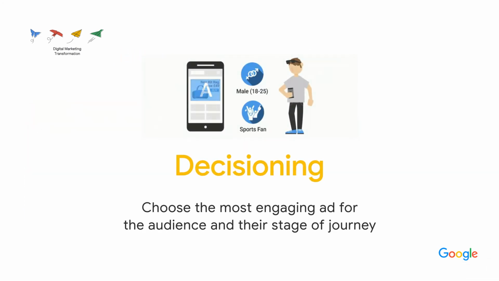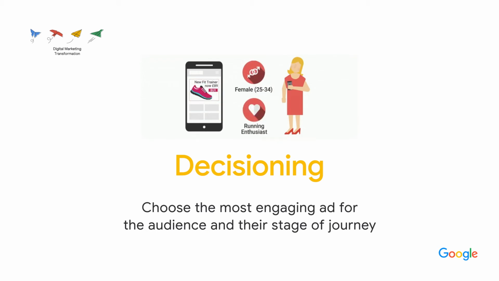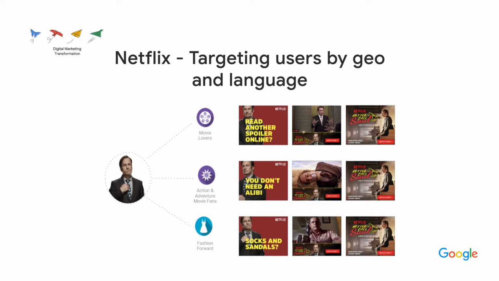The next example is decisioning. So choosing the most engaging ad for the audience and their stage in the journey. So Netflix does this quite well. What they'll do is they'll create one asset, and then they'll target different people who've got different interests. So movie lovers, action lovers, and fashion. And we'll look at the movie lovers one.